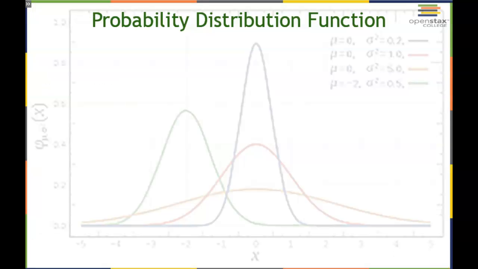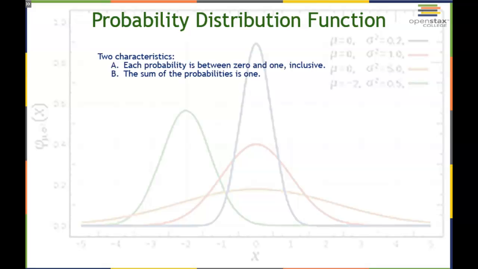Over the next several lessons, we're going to be talking about very specific probability distribution functions. Let's first talk about the generic one. For short, we'll call it PDF. The PDF has two characteristics. Each probability is between 0 and 1 inclusive. So the sum of probabilities is 1.